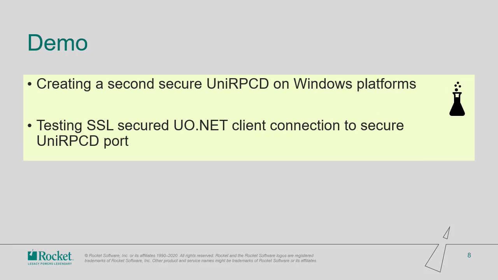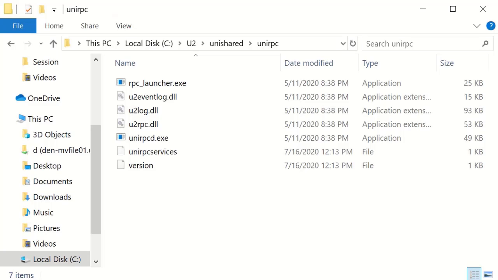We're already at the demo here. I'm just going to show how to create a second UniRPCD on Windows platform, and then we'll test an SSL secured UO.NET client connection to the new secure UniRPCD port. This is probably a lot easier than you think to actually set up a secure second UniRPCD running on a second port. I'm going to show you how to do it on Windows here. The process would pretty much be the same on Unix and Linux.